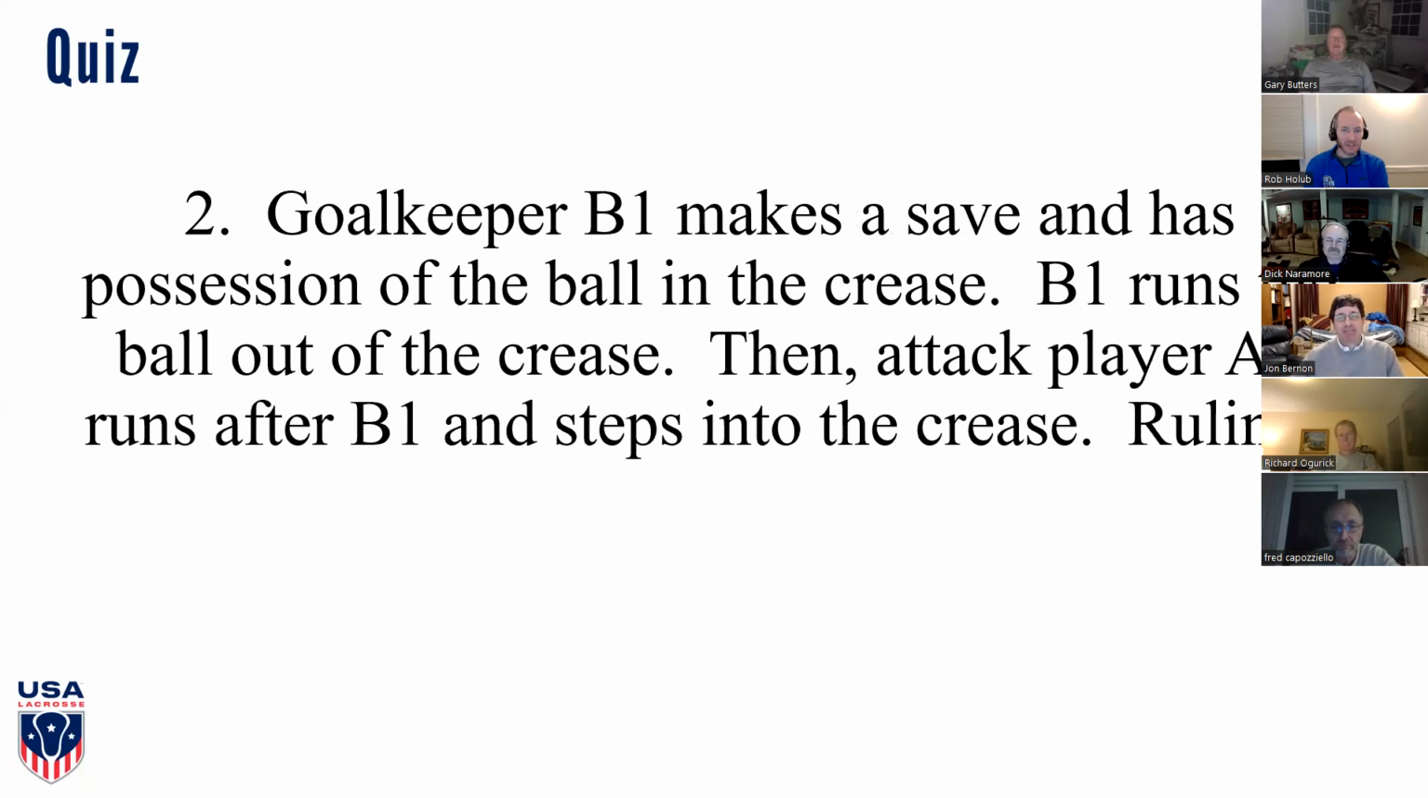All right, so we got goalkeeper B1 makes a save and has possession of the ball inside the crease. B1 runs the ball out of the crease, so the goalie runs the ball out of the crease. Then the attack player runs after B1 and steps in the crease. We're going to assume that B1 still has possession of the ball. And by the way, this happened in the Syracuse Notre Dame game the other day. And this question was written before that game.